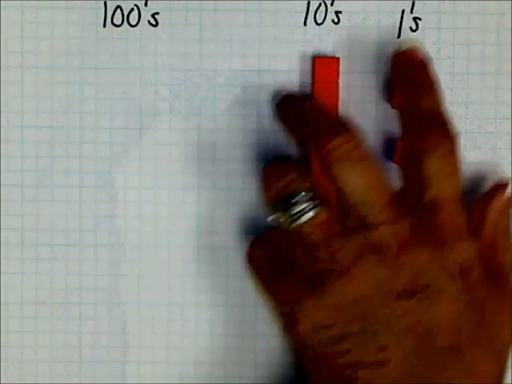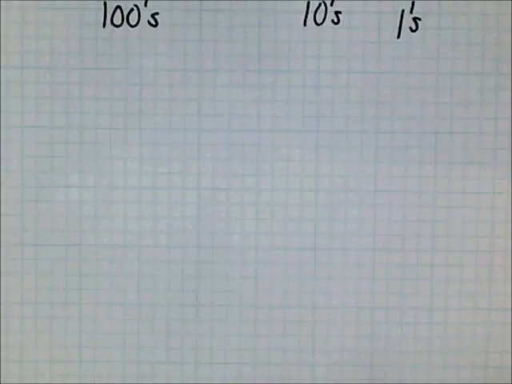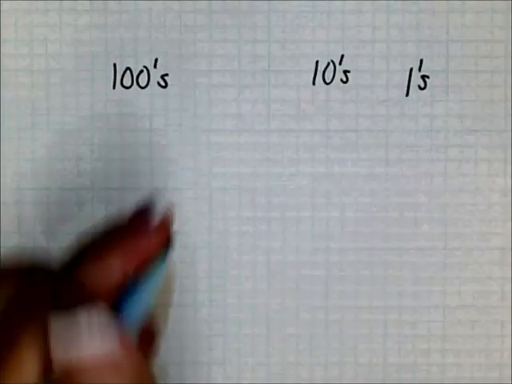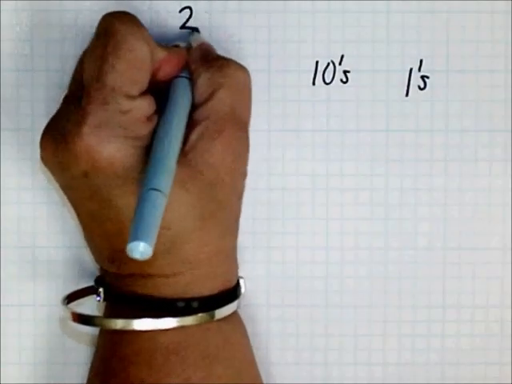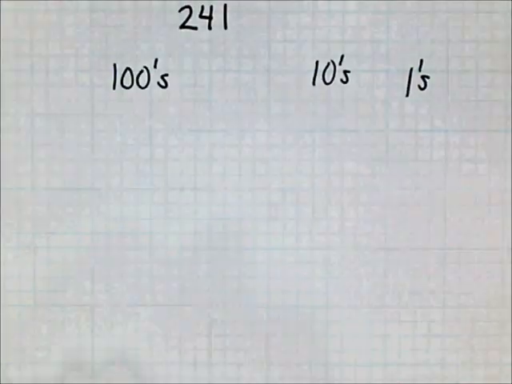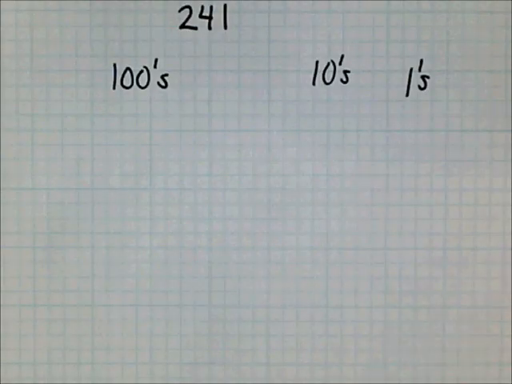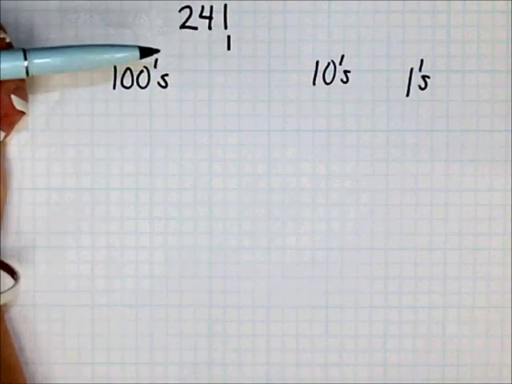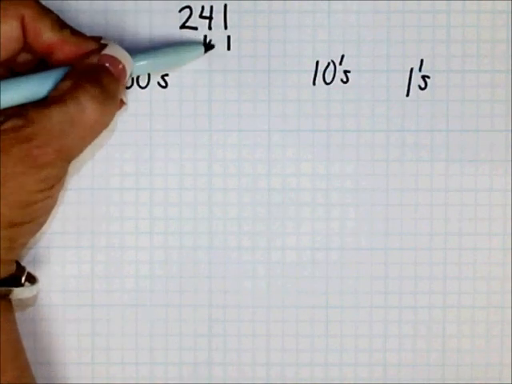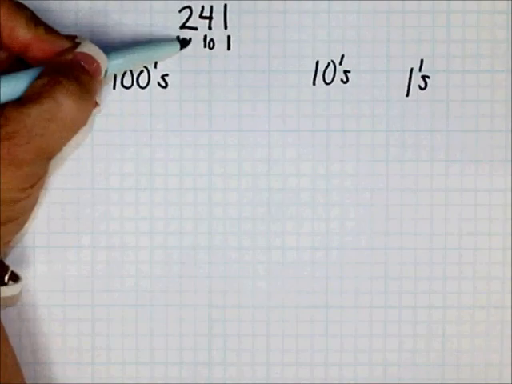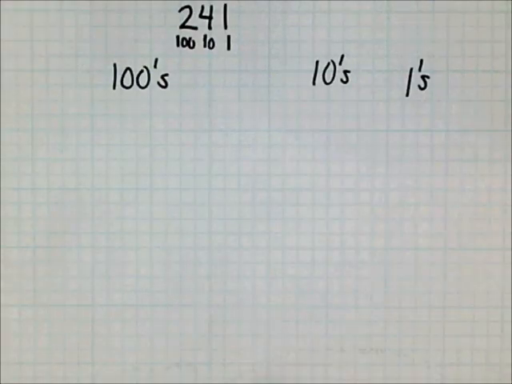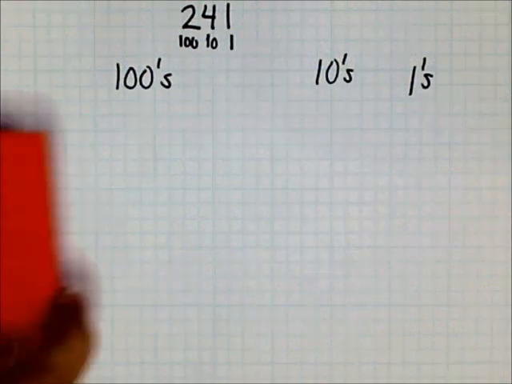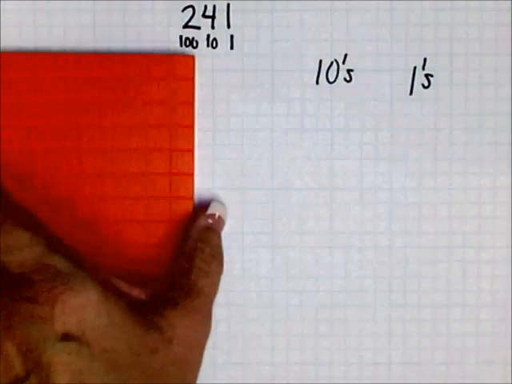Okay, so the first thing we're going to do is model the number 241. If we look at our place value, this is the ones column, this is the tens column, and this is the hundreds column. So it's going to take 2 hundreds, or 2 of these blocks.